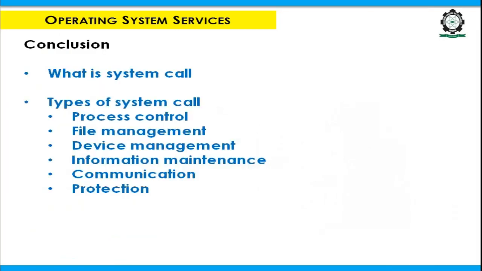So in this video we have learnt what system calls are. We have illustrated the sequence of system calls required to copy a file, and we have discussed the types of system calls. There are six major subcategories: process control, file management, device management, information maintenance, communications, and protection.